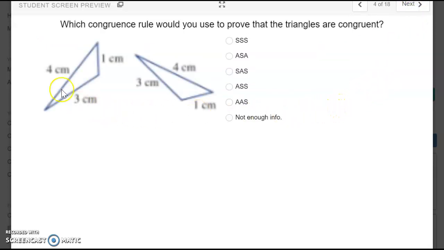All right, what do we have here? 4 centimeters, 1 centimeter, and 3 centimeters in both triangles. 4 centimeters is referring to this length, 1 centimeter is referring to this side length, and 3 centimeters is referring to this side length. So this is side, side, side.